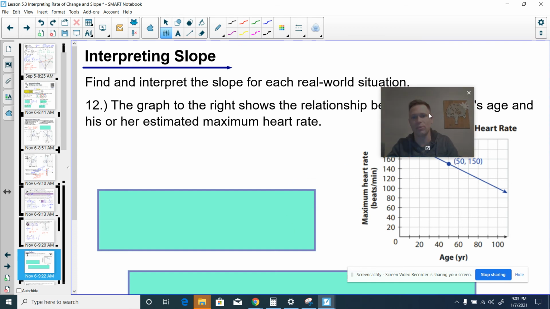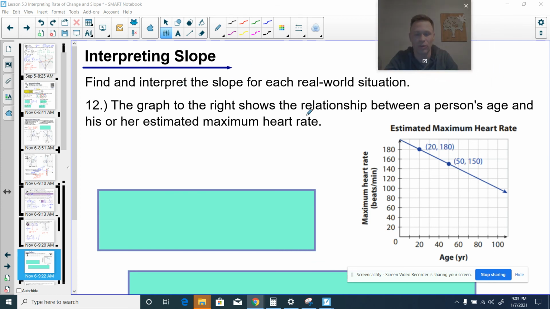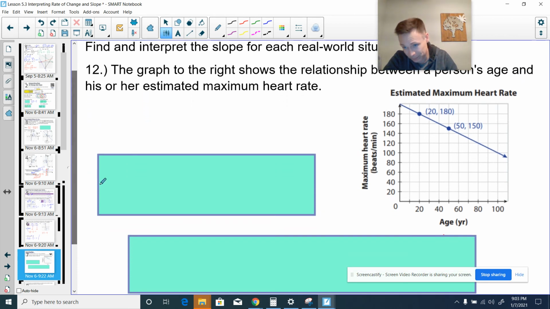All right, a couple word problems here, and then we're going to be done. It says find and interpret the real-world slope for the real-world situation. The graph on the right shows the relationship between a person's age and his or her estimated maximum heart rate. I don't know if you know this, but as you get older, your maximum heart rate depletes.